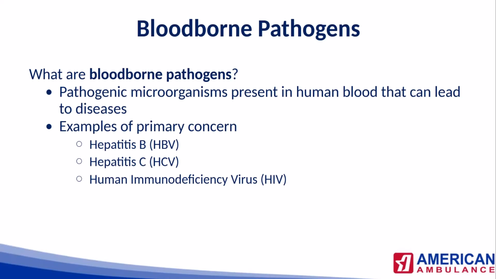Bloodborne pathogens are infectious microorganisms in human blood that can cause disease in humans. These pathogens include, but are not limited to, hepatitis B, hepatitis C, and human immunodeficiency virus, HIV. Needle sticks and other sharp-related injuries are one of the more common ways workers can be exposed to bloodborne pathogens. Workers in many occupations, including first responders and other healthcare professionals, may be at risk for exposure to bloodborne pathogens.